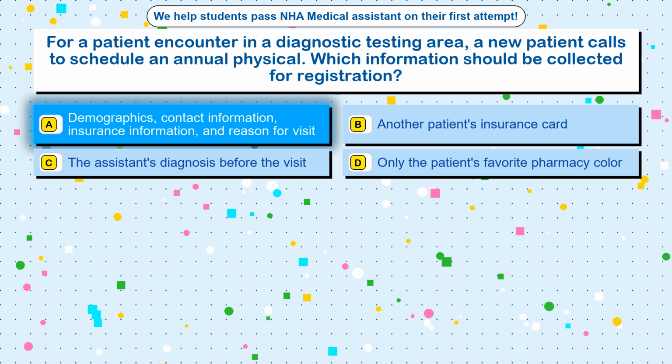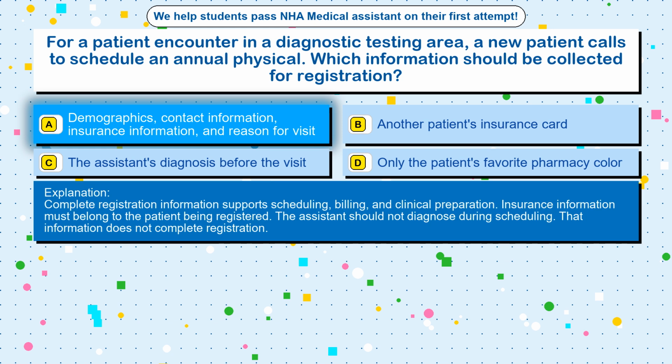The correct answer is option A. Demographics, contact information, insurance information, and reason for visit. Complete registration information supports scheduling, billing, and clinical preparation. Insurance information must belong to the patient being registered. The assistant should not diagnose during scheduling. That information does not complete registration.